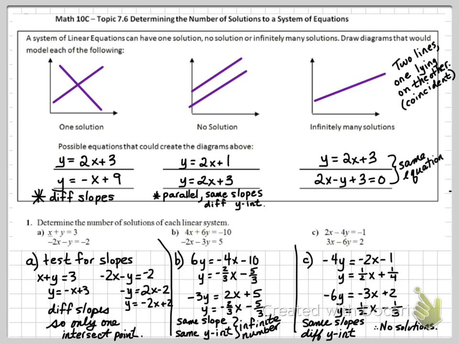Well, that summarizes Chapter 7. Your homework is to do page 452, numbers 1 to 21 as a hand-in assignment.